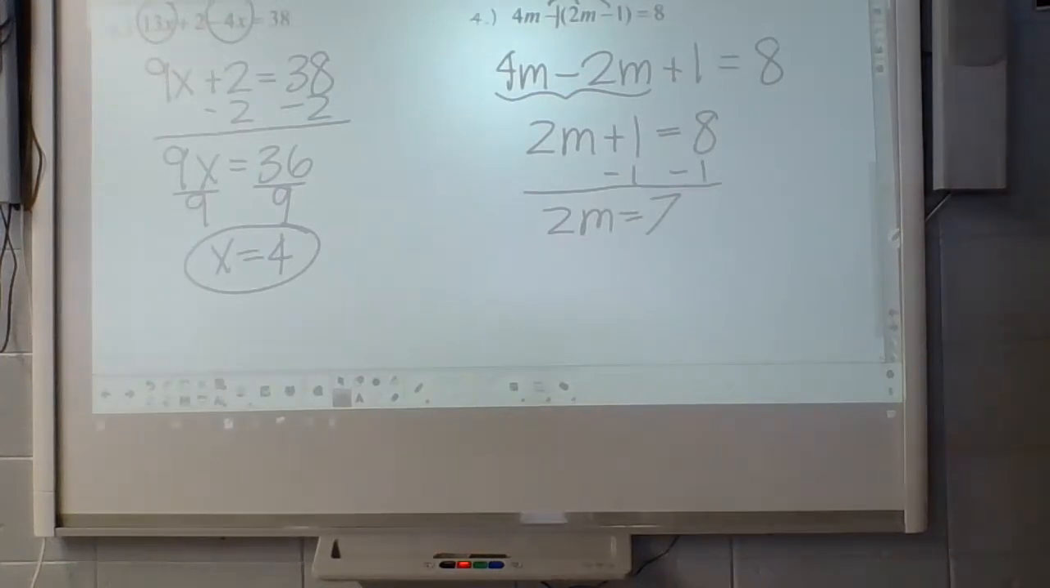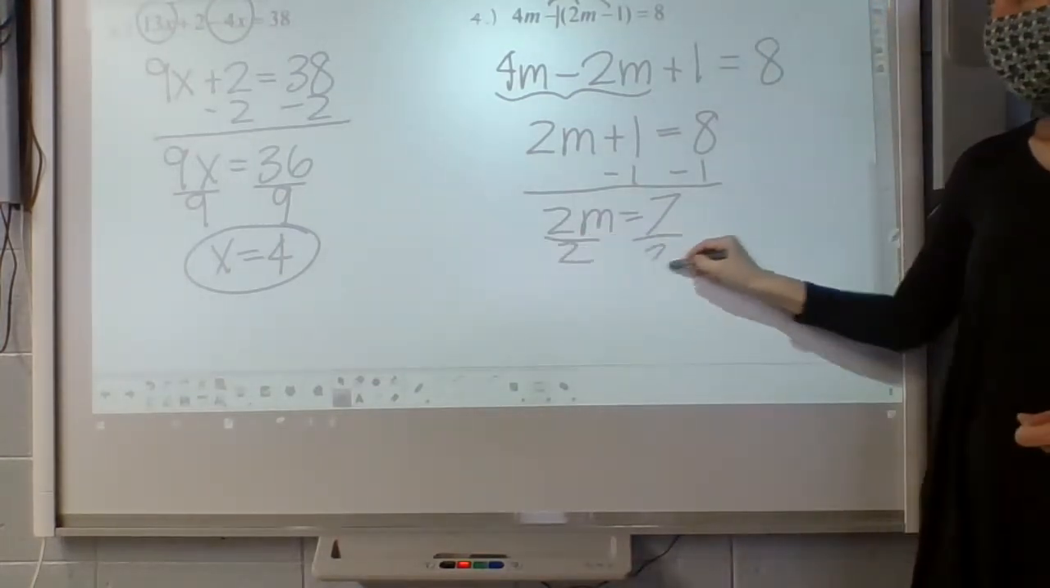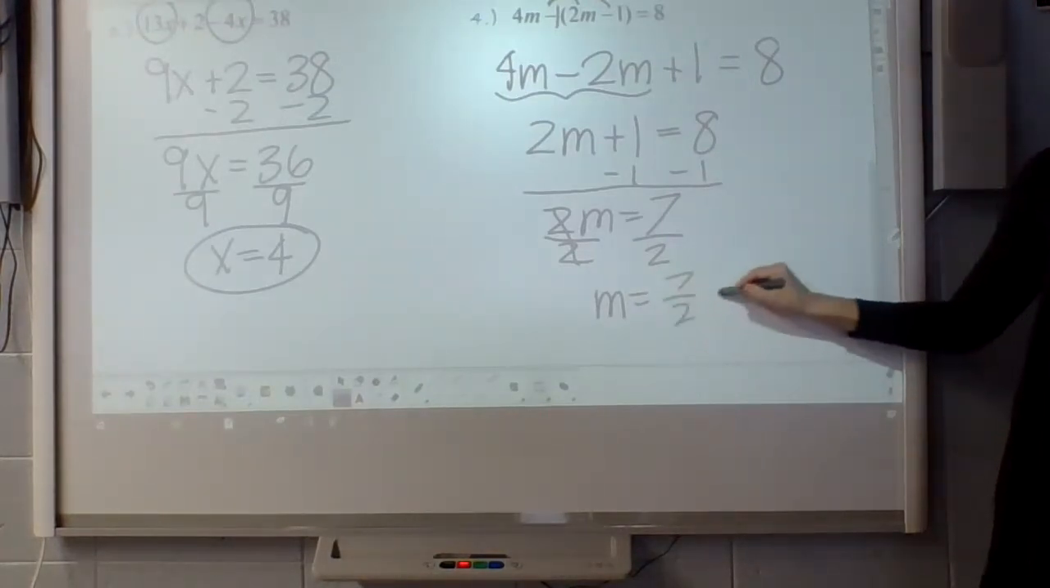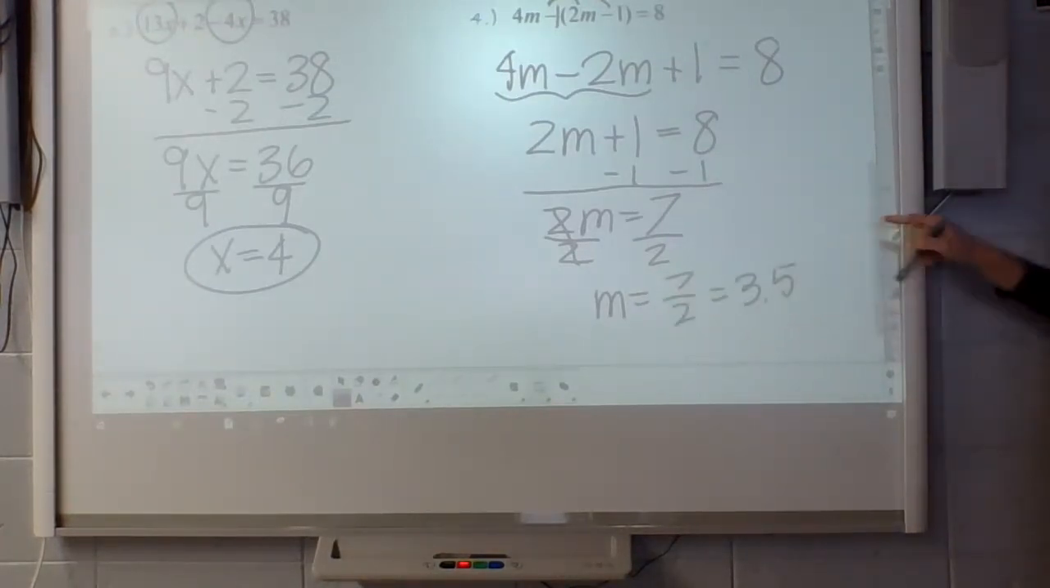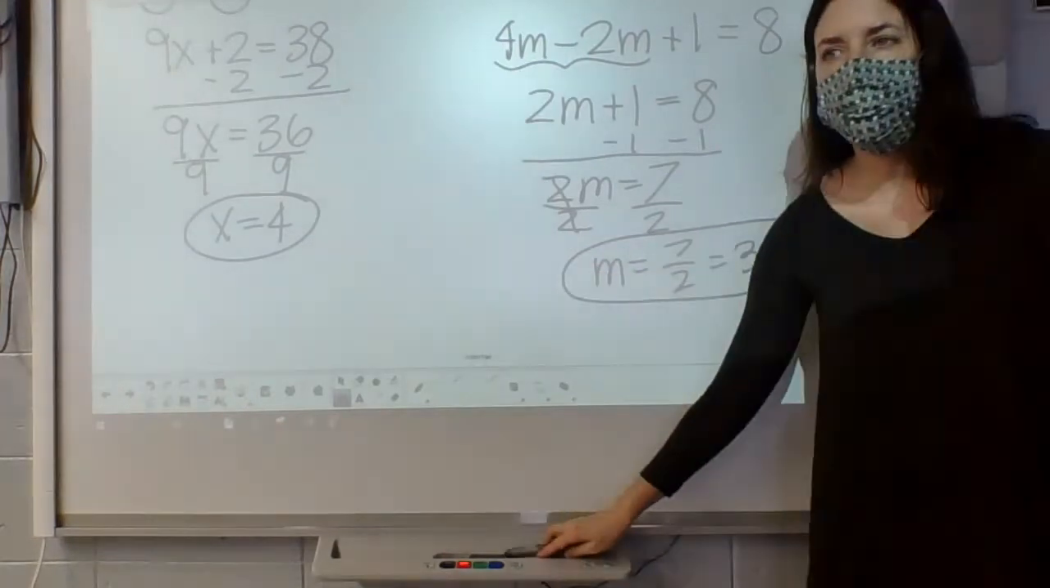That's okay. Not all the answers will be nice whole number answers. Don't think you're wrong just because we're getting a fraction or a decimal. Divide by 2. Well, 7's not divisible by 2, but it's still the answer. So you can write 7 over 2 or 3.5. Either one is fine with me. Okay?